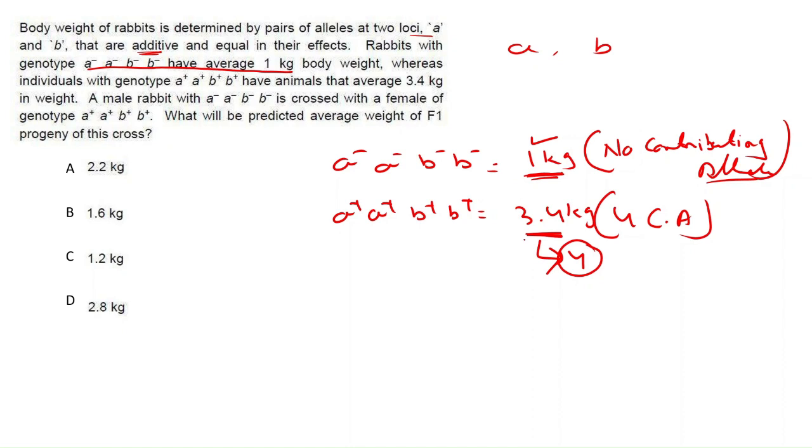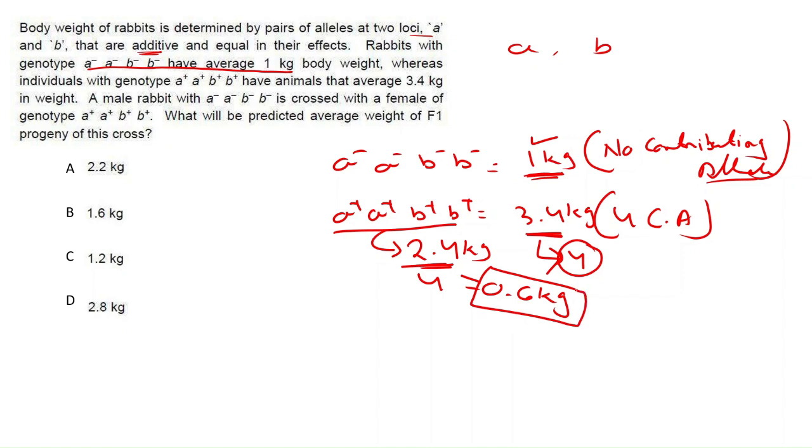So how much do they contribute? We have to calculate. When nothing is there, 1 kg. When all alleles are there, 3.4 kg. So all 4 alleles contribute 2.4 kg. So what is the contribution of each allele here? Each allele will contribute equally. Equal effect will be there. So 4 alleles means 2.4 divided by 4 equals 0.6 kg. So remember, 0.6 kg was contributed by each allele.